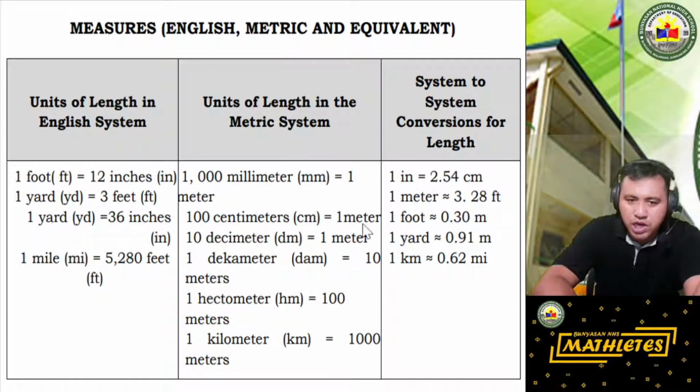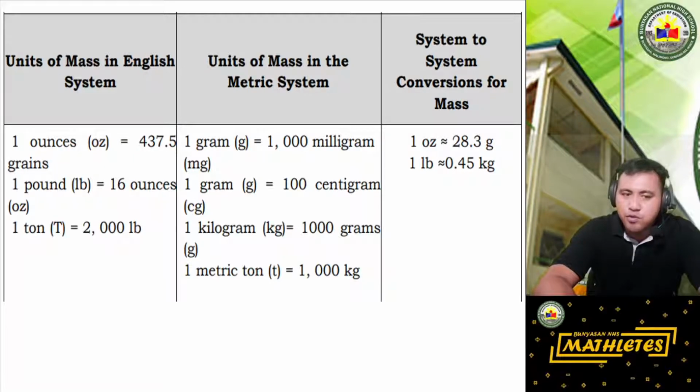This is the table of conversion for length. The conversion of units for length. Then this is for mass. These are the units for mass: the ounce, the grains, pound, tons. Then we have the metric units: the gram, centigram, milligram, kilogram, and the metric ton. And we have the system to system: from pound to gram, from ounce to gram, from pound to kilogram.